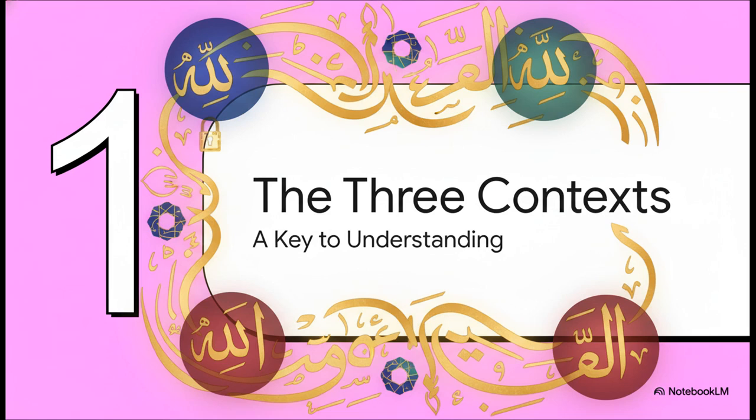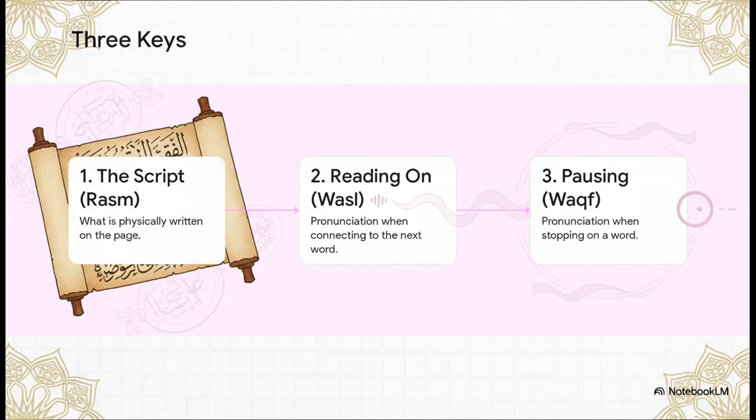And for us, that toolkit is made up of 3 fundamental ideas that control how every single long vowel is treated. Once you get these 3 concepts, trust me, the whole system just clicks into place. So here they are. First, you've got the rasm. That's just a fancy word for what's physically written on the page, the script itself.